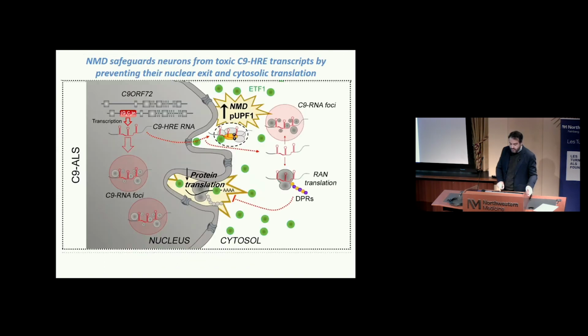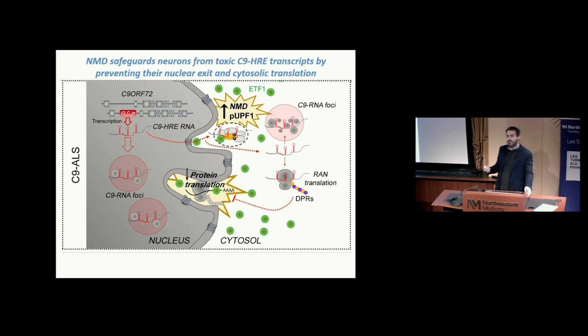So we think that this suggests that the expanded C9 transcript itself is targeted by ETF1 for NMD-dependent RNA degradation. And this is just the model that we're putting together. So motor neurons that have C9 mutations accumulate this ETF1 within the structures. They reduce protein translation, they induce NMD-dependent degradation, and they also degrade some of the C9 transcript.